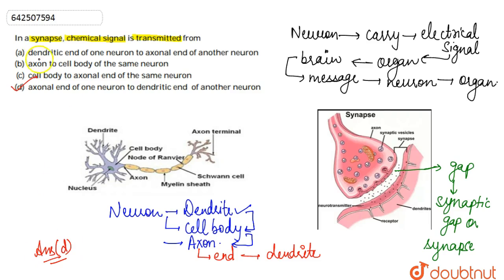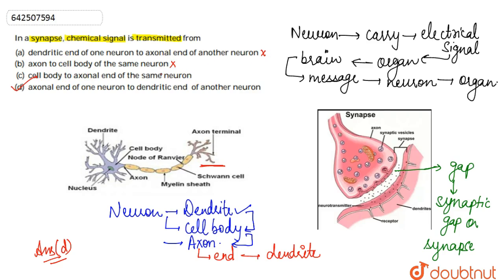whereas in case of the other option it is saying that the dendritic end of one neuron to the axonal end. No, the signal ends at the axonal terminal, and then from the axonal terminal it goes to the very first part of the neuron, that is the dendrite. So this is going to be the wrong one. Then axon to cell body, it is going to be in the reverse process, and reverse isn't possible, then it is going to be the wrong one.